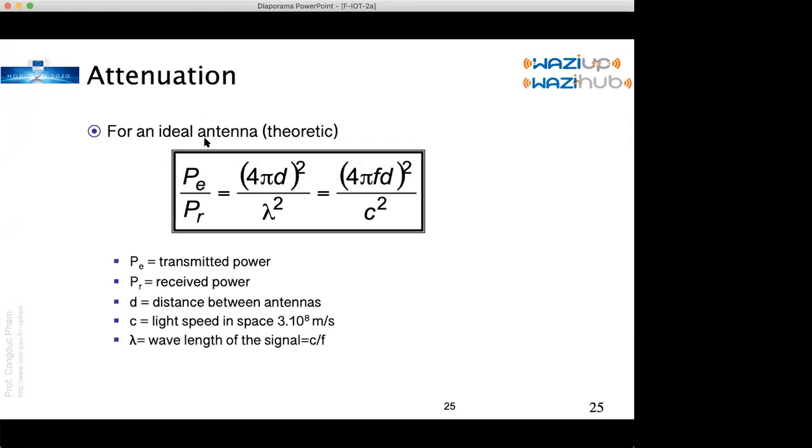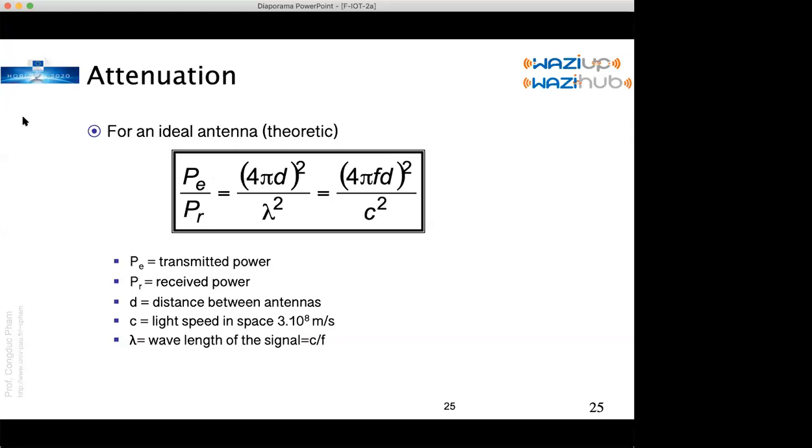Now, if you take an antenna and you can compute the ratio between the power you are using for transmitting, and the power you are receiving at the receivers. And the formula is quite simple, as you see. I mean, there's a lot of things that you know. 4π is a constant. You have the distance here, you have the frequency here, and then you have the speed of light. So what you can see from this very simple equation is two things. The ratio between the transmitted power and the received power depends on the distance. And that is something that is quite obvious, okay?